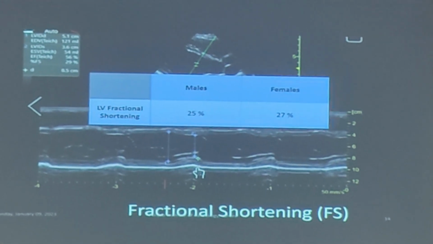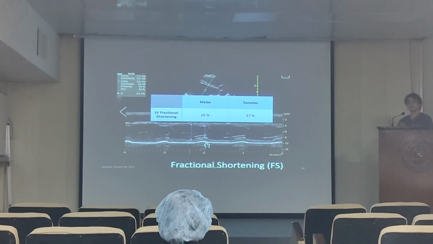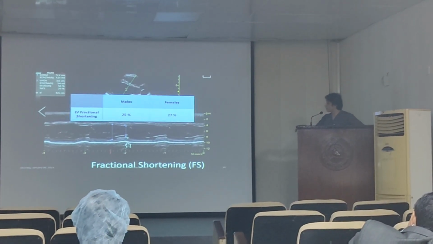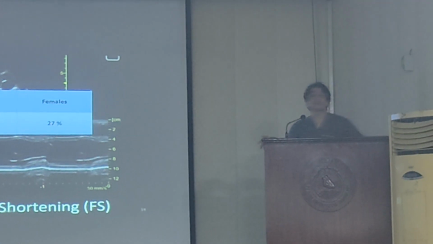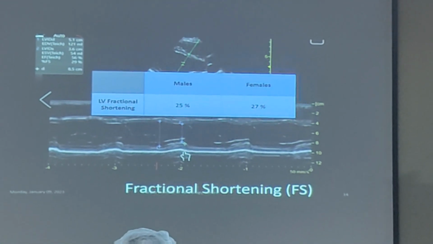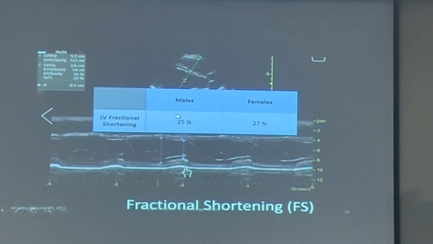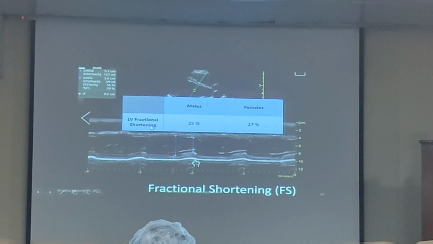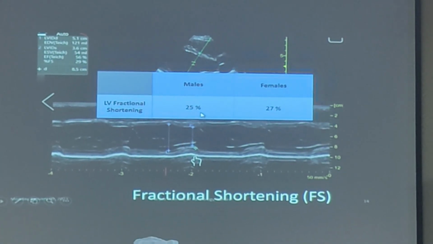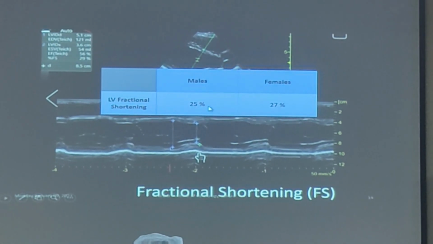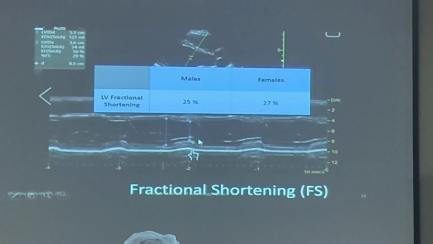We can also calculate the ejection fraction from the fractional shortening by multiplying the fractional shortening (FS) by 2. It will give us the ejection fraction. For example, this male has 25% fractional shortening of the LV. So we multiply it by 2, it is 50%. So we can say that the ejection fraction should be 50% in this patient.